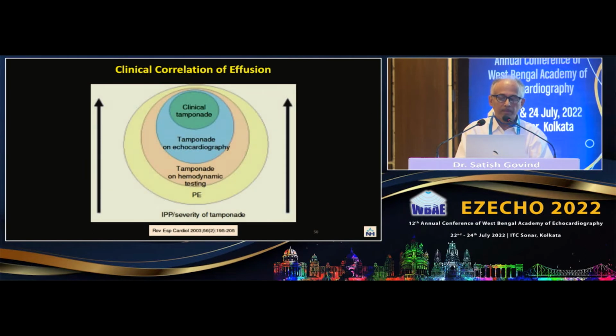So this is just how to look at the tamponade. You look at the pericardial effusion, and then the hemodynamic changes take place, and then you have the ECG and the echo changes which happen, and then finally the clinical tamponade. So this is how one has to look at tamponade. It has to be from the clinical perspective, most importantly.